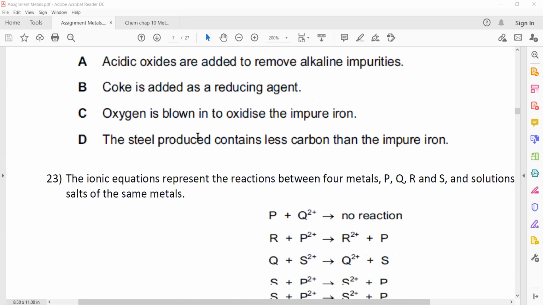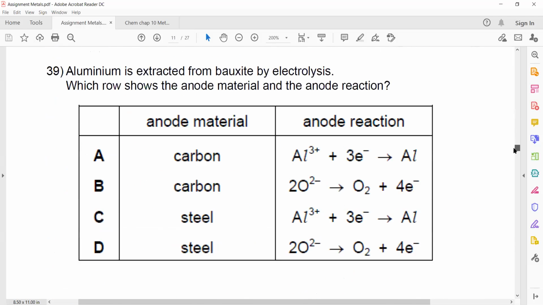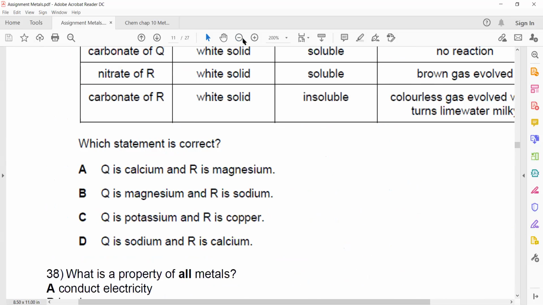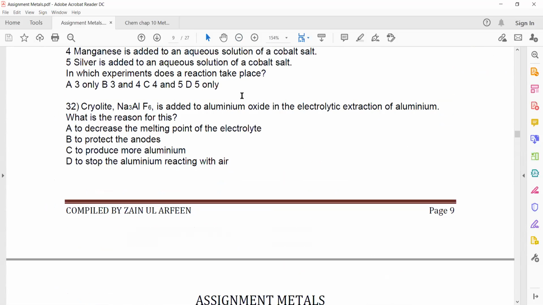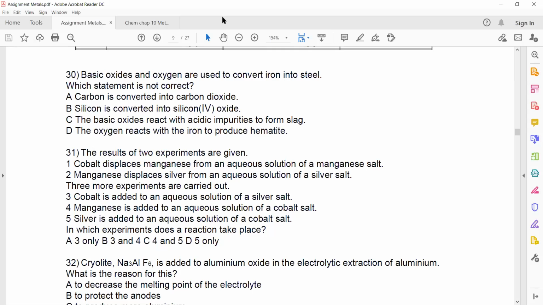The question was, which statement is not correct? So which statement was, this is correct. Silicon is converted into silicon oxide, and the basic oxide reacts with acidic impurity to form slag. The oxygen does not react with iron, it reacts with carbon to form carbon dioxide.